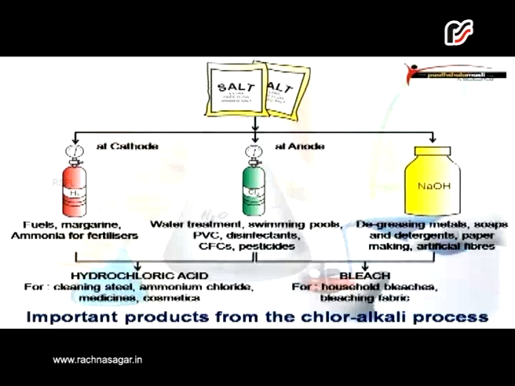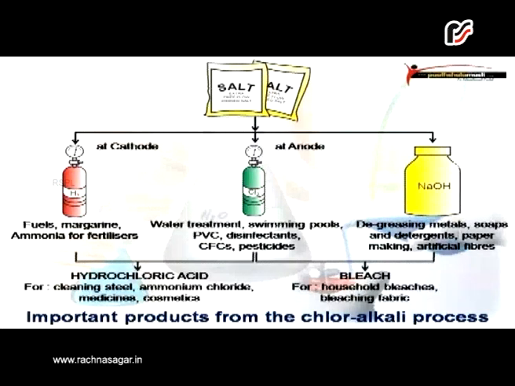Hydrogen is also used for manufacture of hydrochloric acid, and it is used for cleaning steel, formation of ammonium chloride, medicine and cosmetics. At anode, chlorine gas will be formed. Chlorine gas is used for water treatment to get drinking water. It is used in swimming pools. It is used for making PVC, that is polyvinyl chloride. It is plastic, disinfectants and chlorofluorocarbons and pesticides.